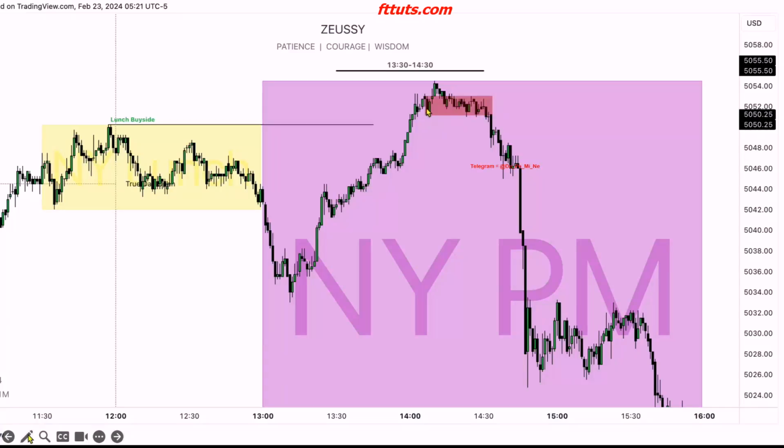What confirms the change in state of delivery is the moment that price closed below this down-close candle, which is a bearish breaker. High right here, low, higher high, between what time? Between 1:30 to 2:30 p.m. If you look closer, between 1:50 to 2:10. Yep, that's a macro during the PM session.